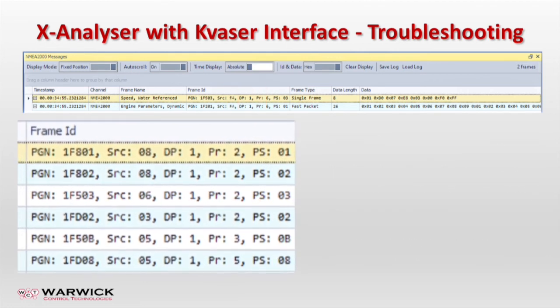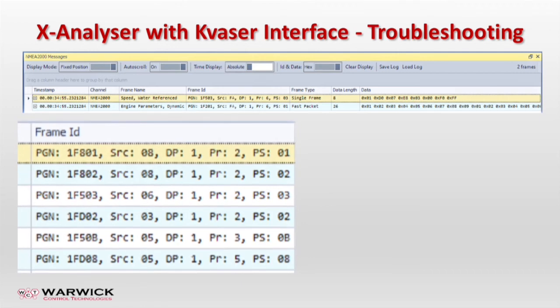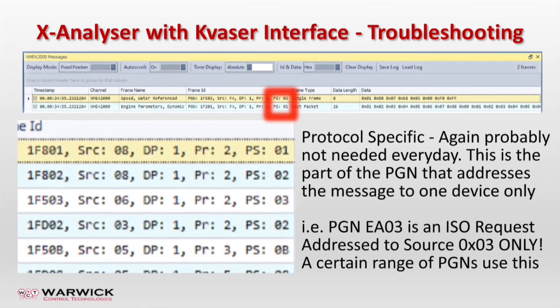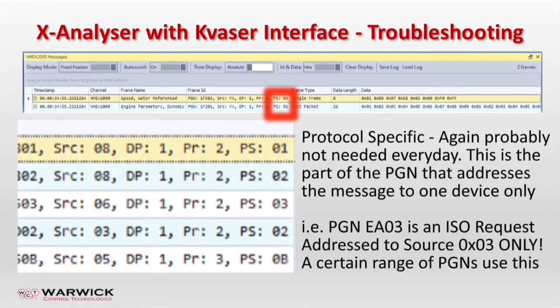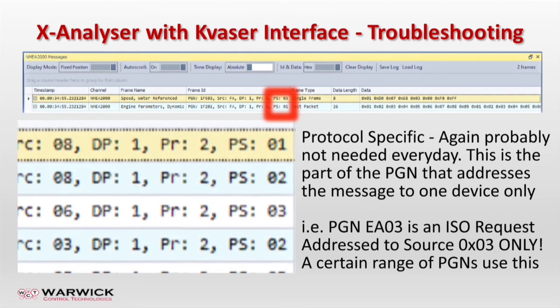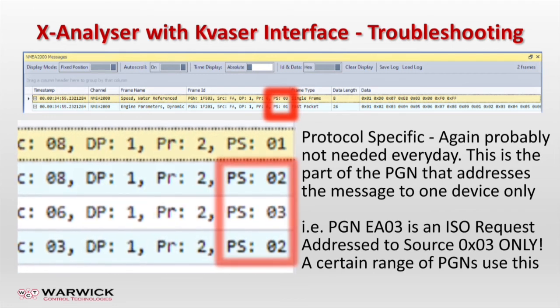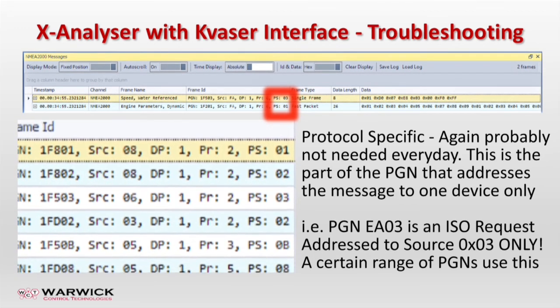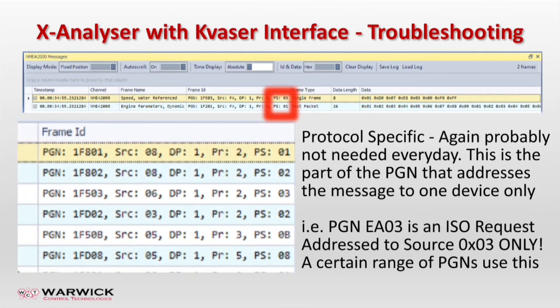Then there's protocol specific, PS. Again, more for the development side of work. This gives the part of the PGN that denotes the source address to which the NMEA2000 message is being addressed. So an ISO request with a PGN of EA03 is requesting information from the device with source address 03 only. This is possible with a certain range of PGN.